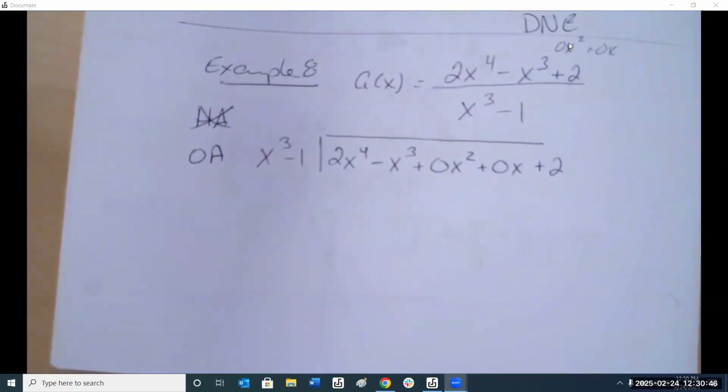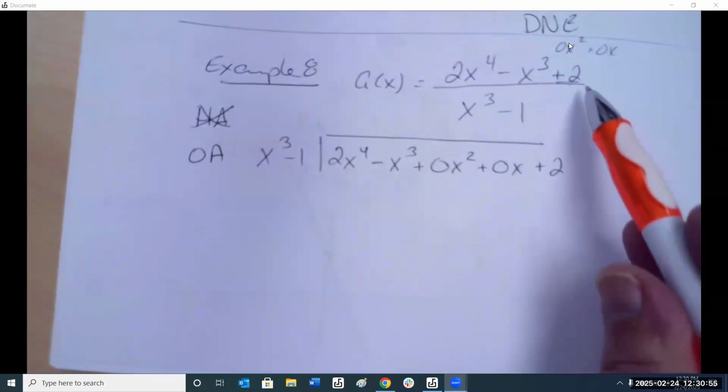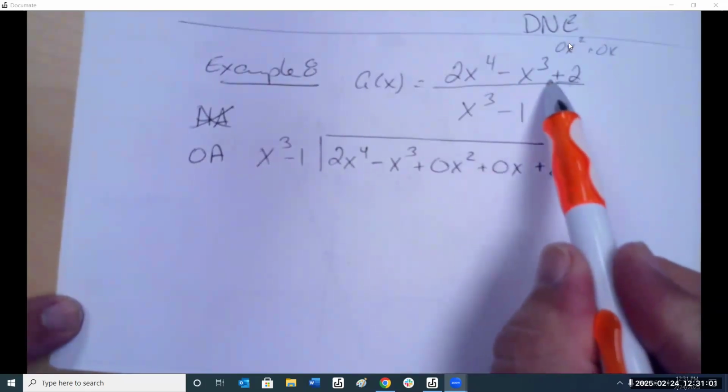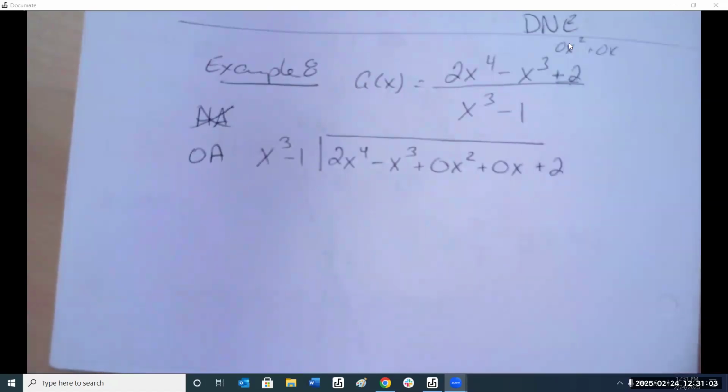We have to first set it up this way. If you didn't set it up this way, you can't go any further. Why is it +2? Because it's +2 there. So I'm just missing the x squared and x. I'll put those in there. Yeah, so setting up is the very first step. If you get that wrong, the whole thing's wrong.